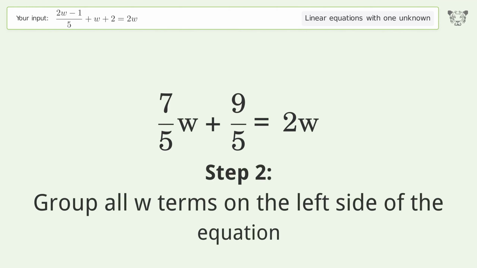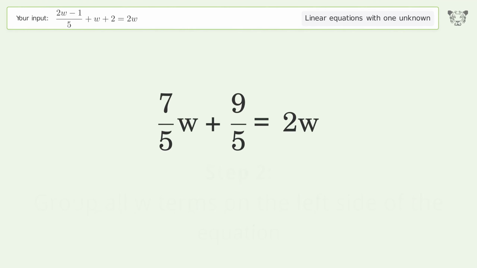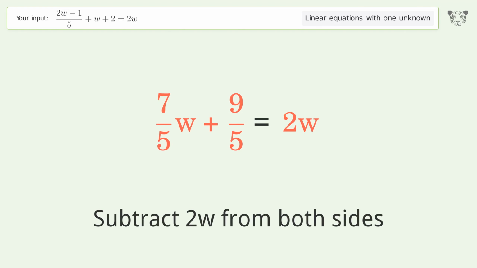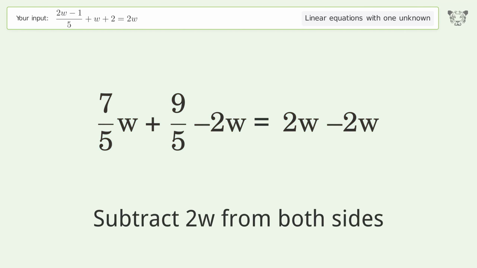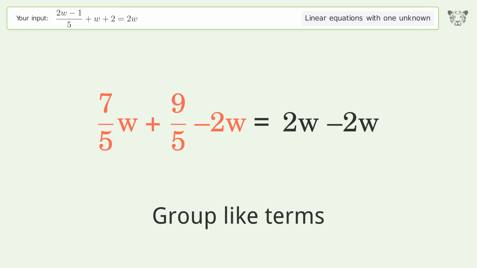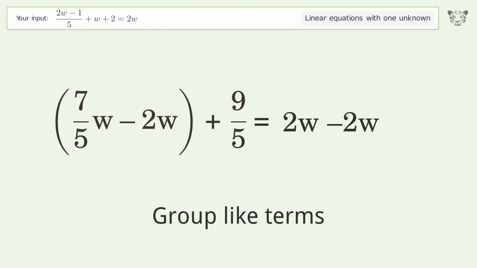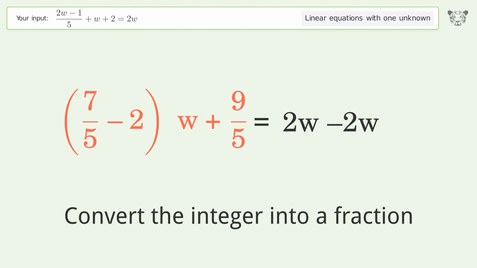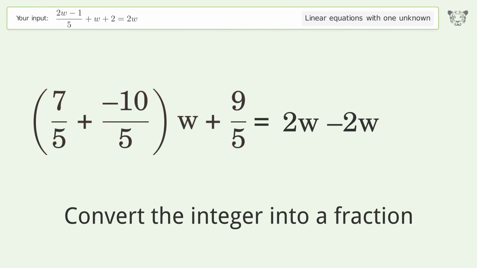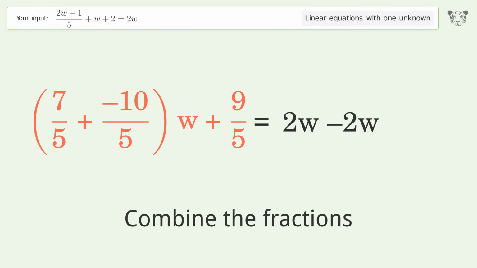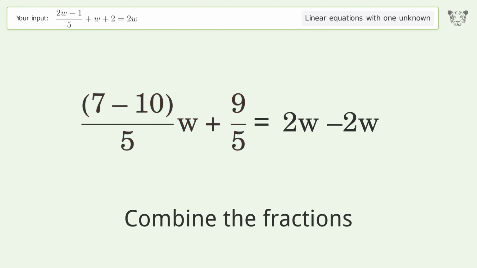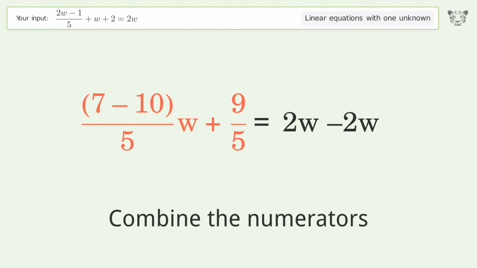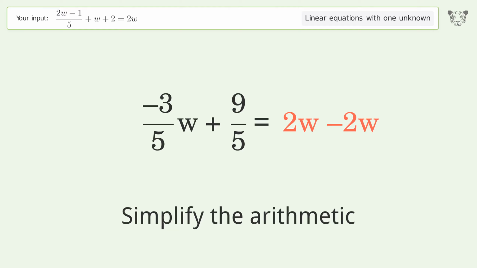Group all w terms on the left side of the equation. Subtract 2w from both sides. Group like terms. Group the coefficients. Convert the integer into a fraction. Combine the fractions. Combine the numerators. Simplify the arithmetic.